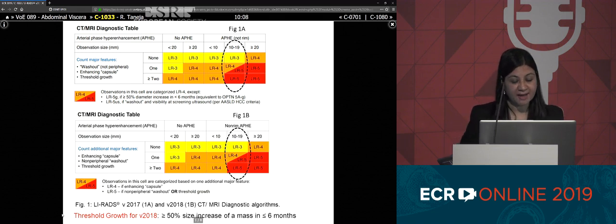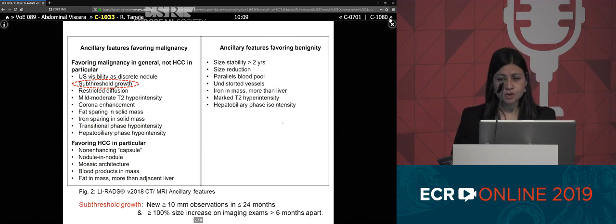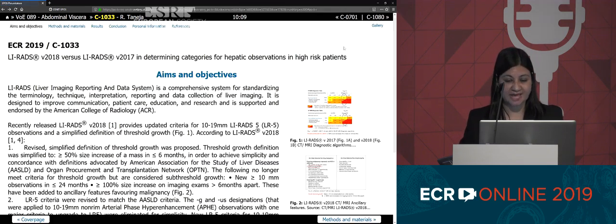One more change happened in version 2018, and that was the simplification of the definition of threshold growth. Threshold growth, based on version 2018, only applies to observations that demonstrate greater than 50% size increase in less than 6 months. So just one simple definition of threshold growth compared to a host of criteria that were laid out in version 2017. So what happened to these criteria? Well, these criteria are now called subthreshold growth, and they are included in ancillary features. So those were the two minor amendments that happened in version 2018.